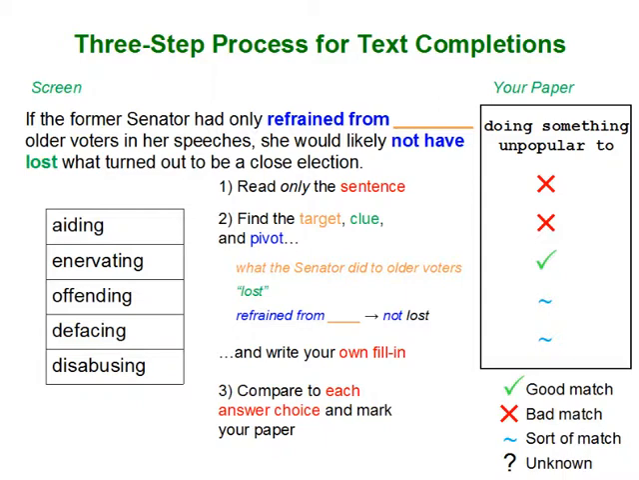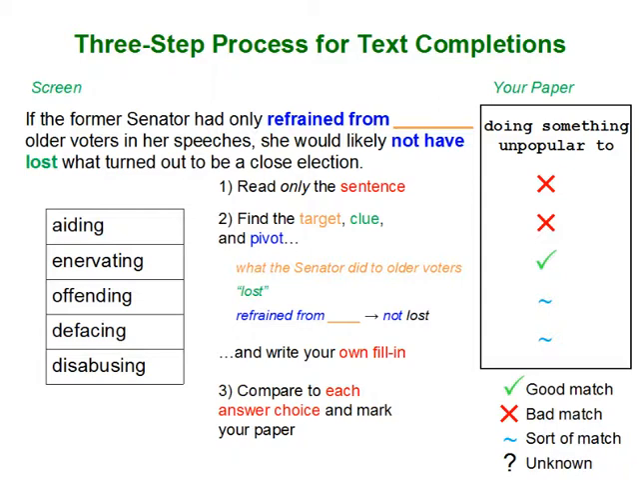And the same with disabusing. Now, disabusing, you may not know the exact definition of. A really interesting word. I recommend that you pause the recording and look it up if you don't know it. But we might just say, okay, so disabusing, there's something there about abuse or not abusing. It seems like a bad thing. So we might give that a sort of match. Now, if we don't know this word, very important that we put a question mark there and say that it's unknown. So these are just examples.